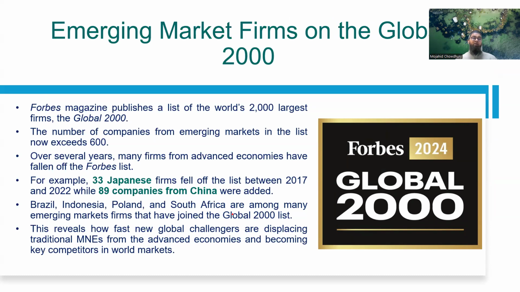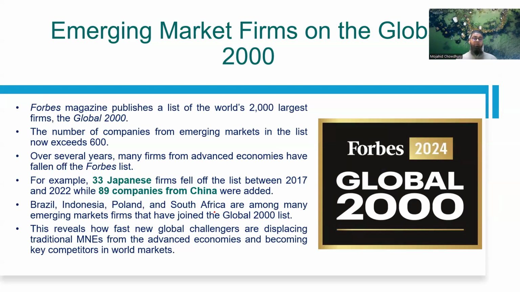2000. So Forbes magazine, you know about the Forbes magazine. Every year they publish the list of the world's 2000 largest firms. This is called the Forbes Global 2000. And the number of companies from emerging markets in the list now exceeds 600. So among 2000, 600 are from the emerging markets.